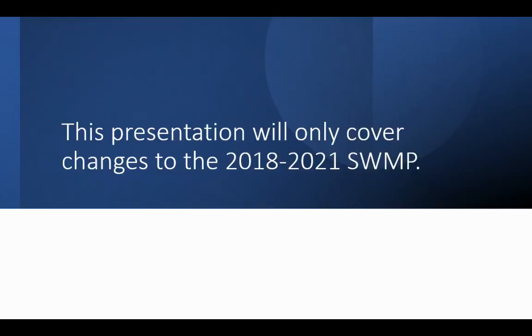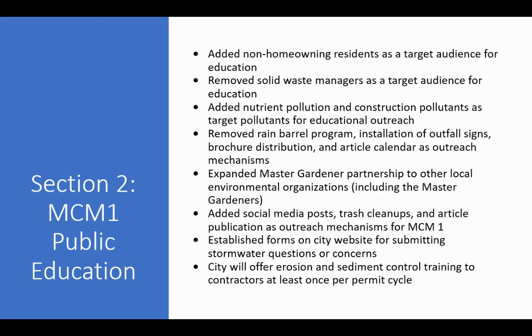So this presentation is only going to cover changes to the previous Stormwater Management Plan, which was active from 2018 through 2021. If you want to see the entire permit, that is available on the city website in the Stormwater section. So the first batch of changes are going to be in Section 2, which covers MCM 1, public education.